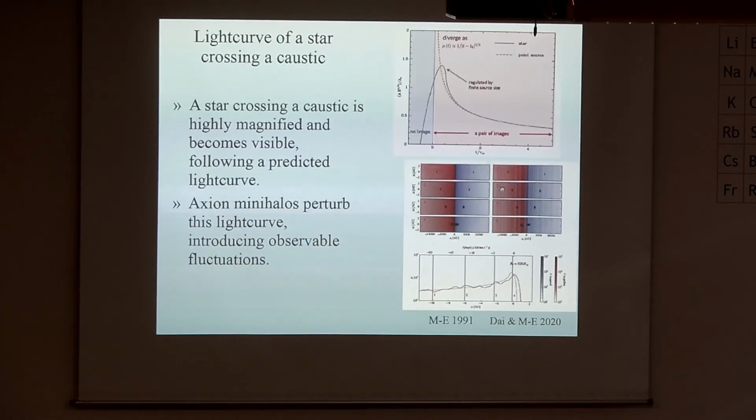Okay, and when a star crosses the caustic, you can see it being hugely magnified. It follows a light curve that you can calculate precisely. That's very hard to see because it's very faint. But if on top of the cluster and the stars and so on, there are axion mini halos, you create perturbations, which means the 2 images coming close together will be perturbed, and then instead of having a smooth light curve that you can calculate, you have some perturbations here that would indicate the presence of this clumpiness in the dark matter at very small scales.